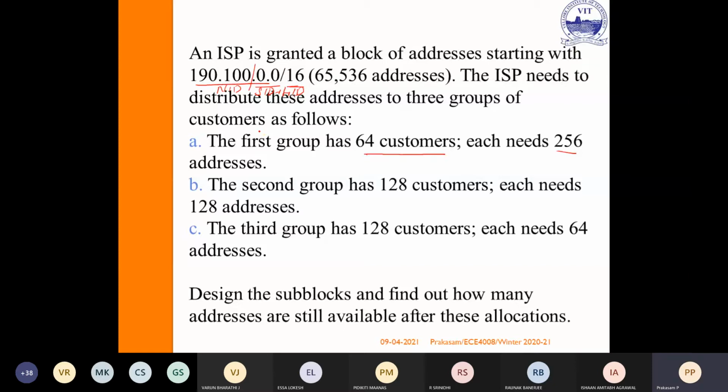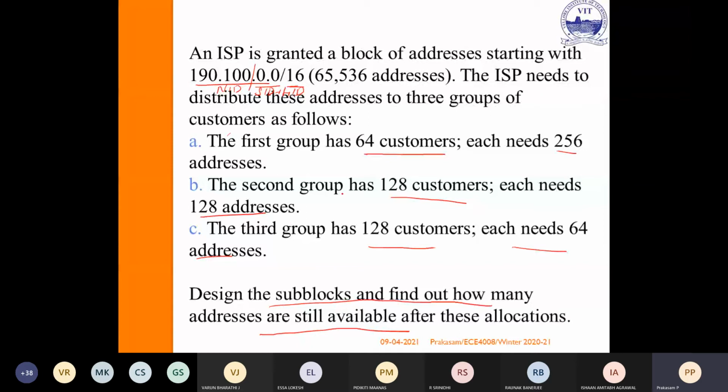Kindly note down, here they are not utilizing any word like the number of usable addresses. Here they are simply telling us to distribute these addresses to three groups. 64 customers, each needs 256. Second group, 128 customers, each needs 128 addresses. Third group, 128 customers, each needs 64 addresses. Design the subblocks and find out how many addresses are still available.